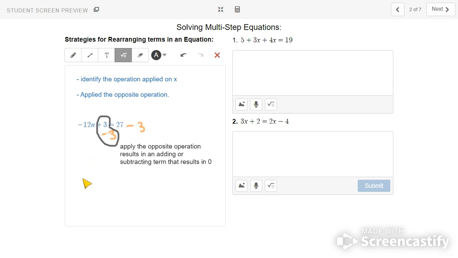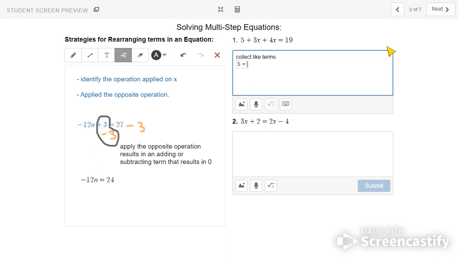So when I continue to solve, I would have negative 12n is equal to 24, and then we can solve for the n. So the fact that I'm writing the negative 3 is also a little bit redundant. I know that when I apply the opposite, it's always going to add or subtract and result in 0. So let's try in the next couple of examples not to write this step, because this step is a little redundant.